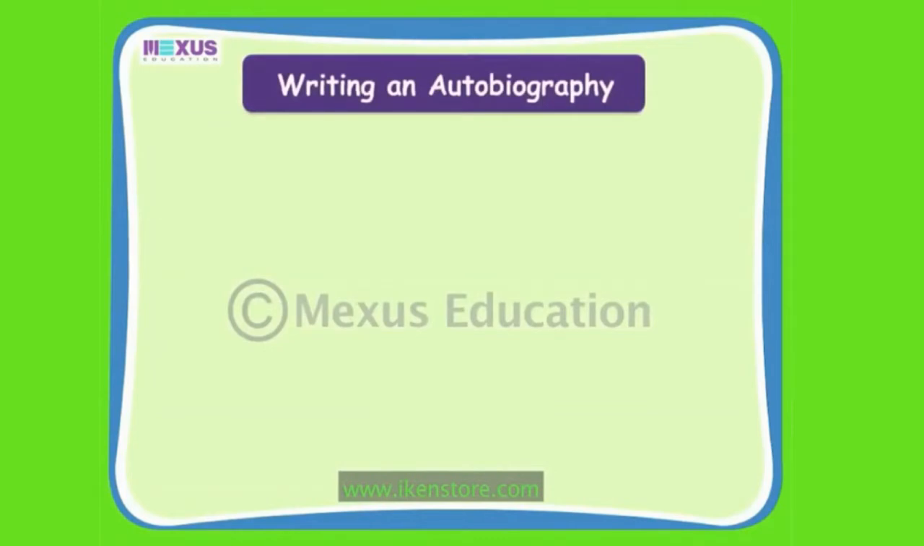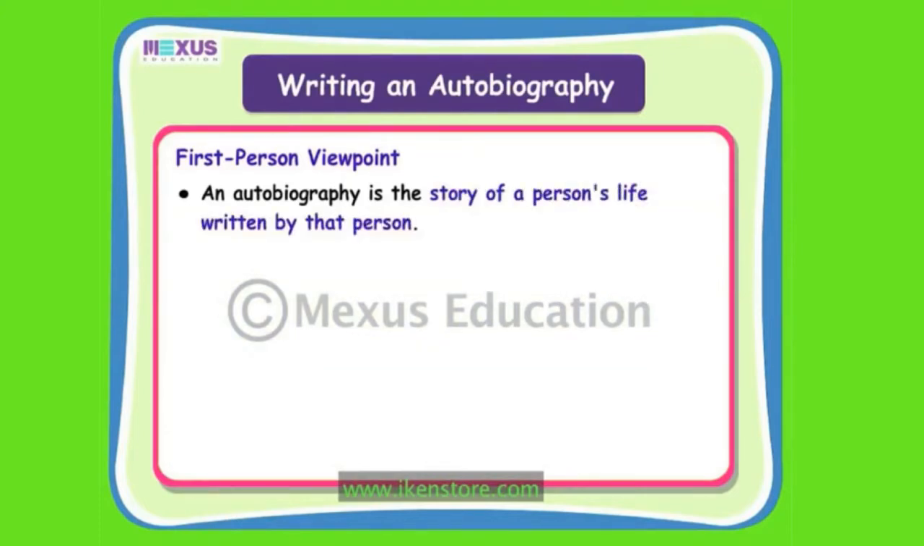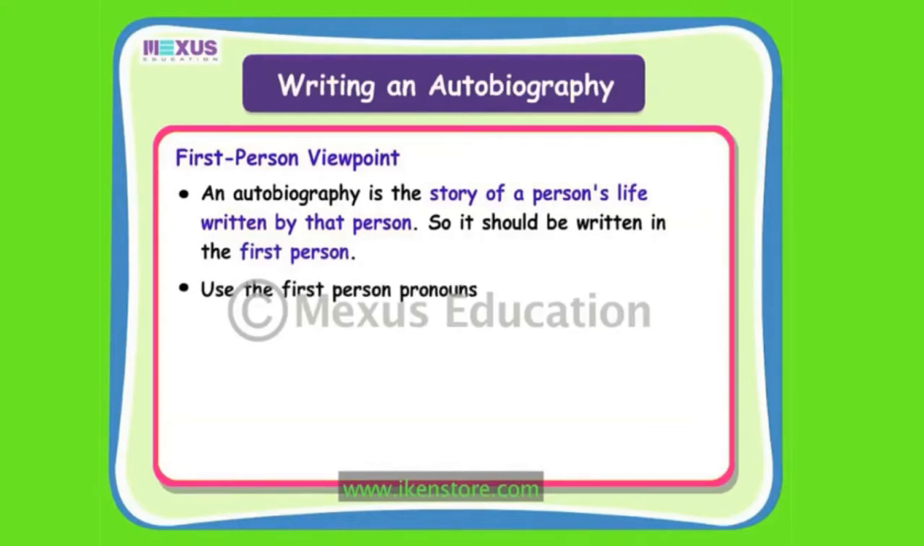There are some important points that you must keep in mind while writing an autobiography. An autobiography is the story of a person's life written by that person. So, it should be written in the first person. Use the first person pronouns I and me when referring to the person writing it.